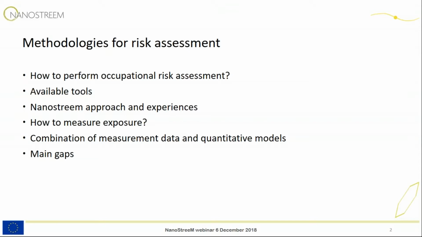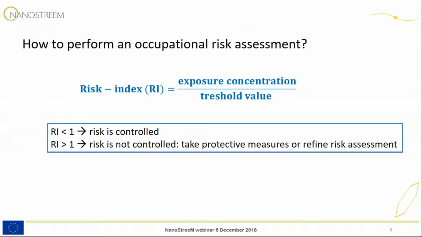So how to perform an occupational risk assessment. To present that to you in a nutshell, you calculate the risk index, and you can do that by comparing an exposure concentration to a threshold value. So some of you maybe know this risk index as a risk characterization ratio, as it's called in REACH. So if the risk index is below 1, the risk is controlled. If the risk index is above 1, the risk is not controlled and you need to take action. But of course, this leads to the questions, how to assess exposure concentration and which threshold value do you use?